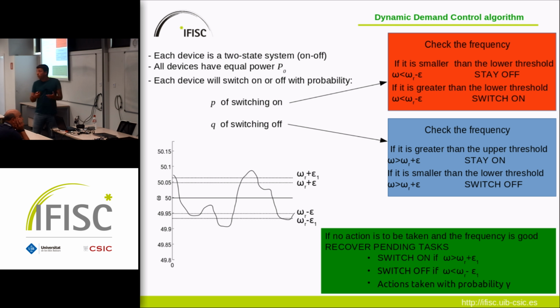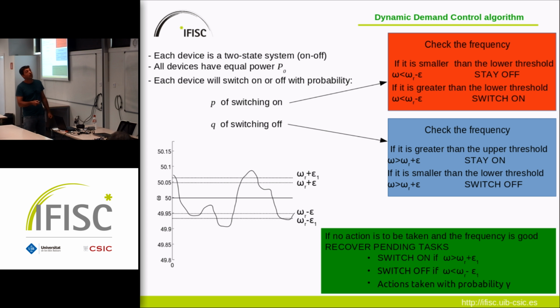So when a device has to switch on, with a certain probability, you first check the frequency. If the frequency is smaller than a lower threshold, you don't switch on. You stay off. You want to switch on, but there is not enough energy, so you wait. If the frequency is larger than that threshold, it means there is enough energy in the system, and then you switch on. And in particular, there is this epsilon.